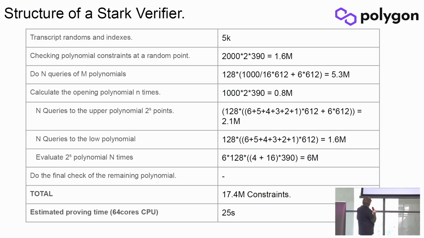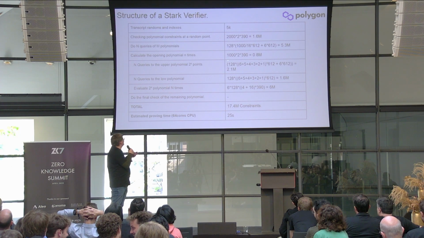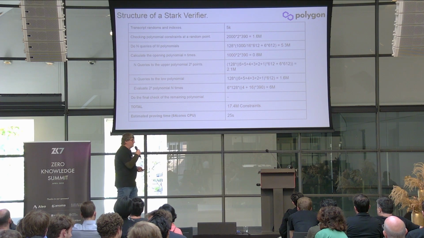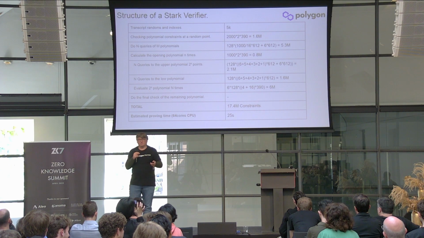Checking the polynomial constraints, here in this case we have a lot of these cross-prime fields. The 390 here is the cost of the multiplications. So we have 2,000 constraints times 2, which at the end is 1.6 constraints. You see here that we are using FRI, so we are only checking this once. We have a single opening in the full system, so we only need to check once. This is one of the advantages of using FRI here.